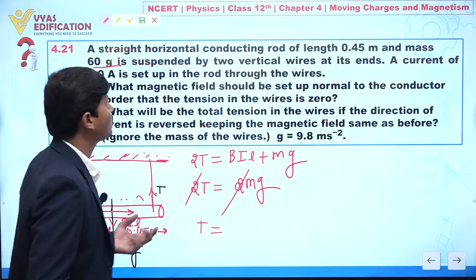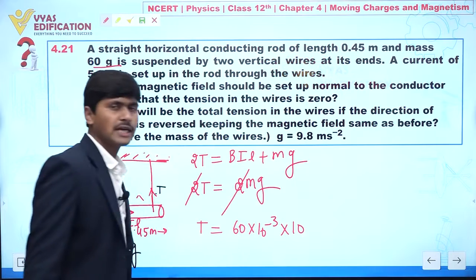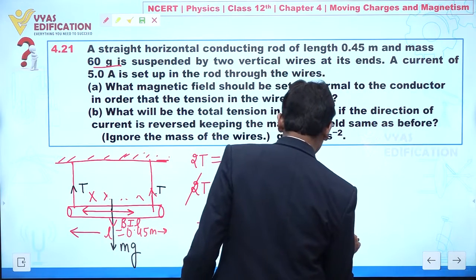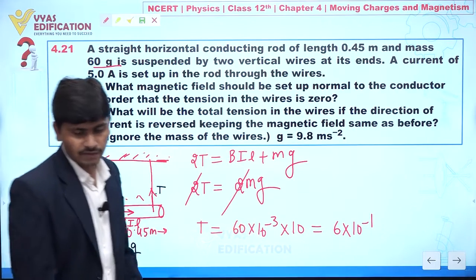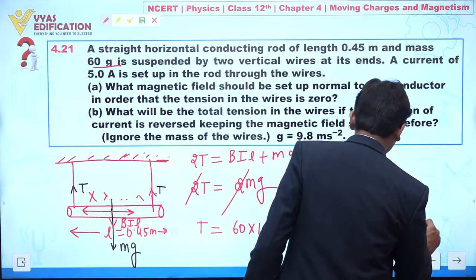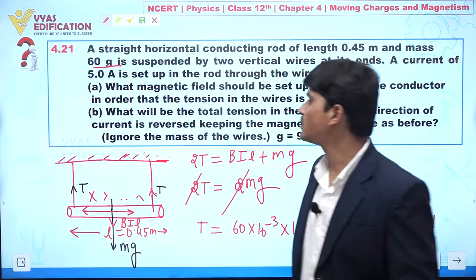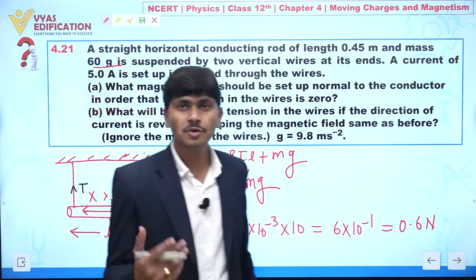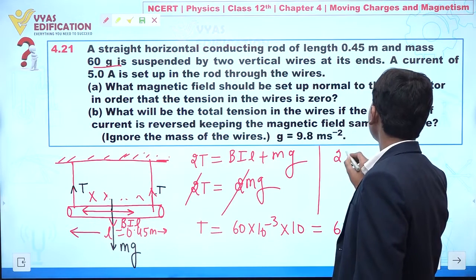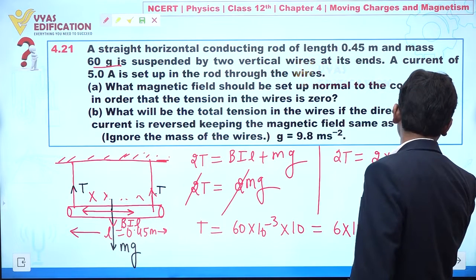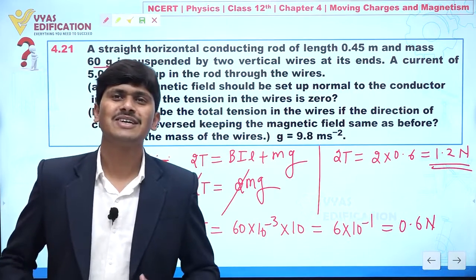So mass is given to you, 60 gram. So 60 into 10 to the power minus 3, and the value of g I am taking as 10. Clear? So from here we can say 6 into 10 to the power minus 1. Clear? So the value of tension that we are getting is equal to 0.6 Newton. Clear? So actually this is the value of tension T, or we can say the tension in a single wire. But what is our objective in this question? Our objective is to calculate the total tension in the wire. Total tension means 2T, so I have to multiply it by 2. I can say approximately we will get 1.2 Newton. Clear to everyone? So this is all about this question.